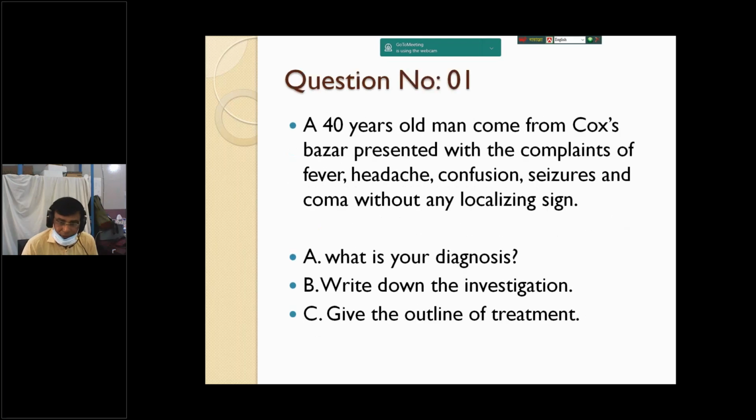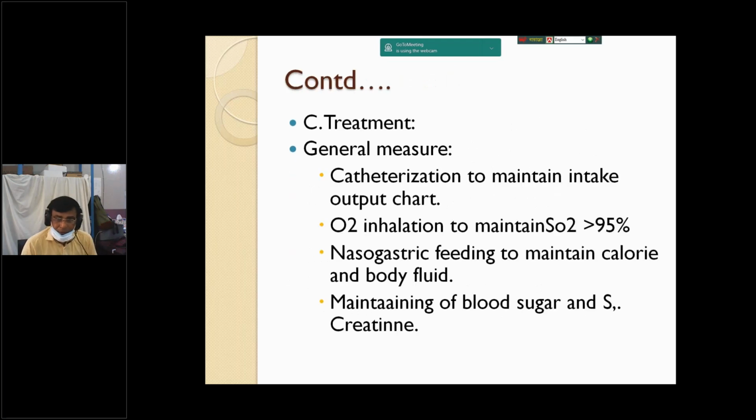Our next question was, give the outline of treatment. General measures of cerebral malaria: catheterization to maintain intake output chart, and next oxygen inhalation to maintain oxygen saturation more than 95%, nasogastric feeding if needed to maintain calorie and body fluid, and maintain blood sugar and also serum creatinine.